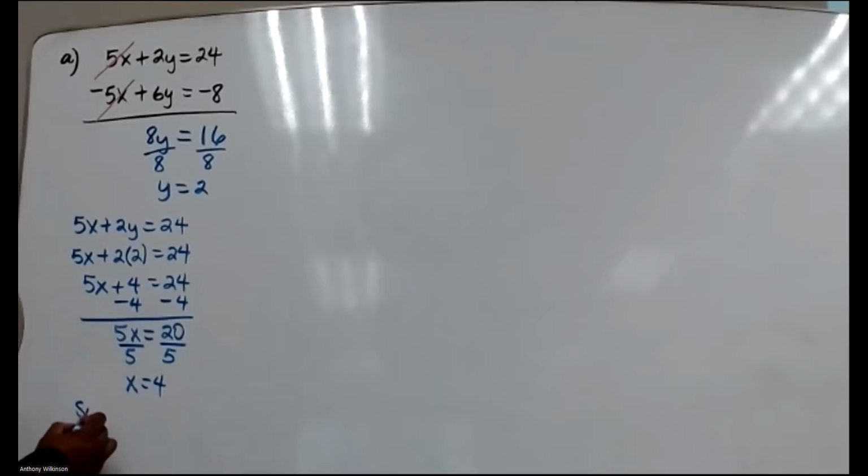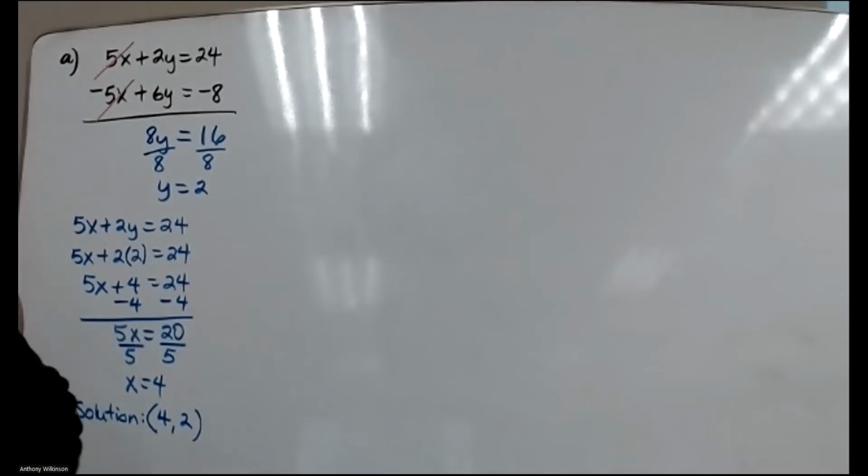So for this system of equations, that ordered pair, we put the x first, that will be 4. The y comes after that, that'll be 2. So the ordered pair 4, 2 is the solution for that system of equations. Okay. Questions on part A?